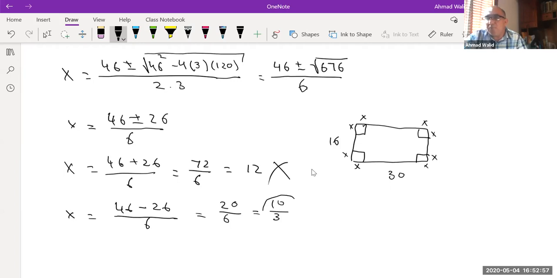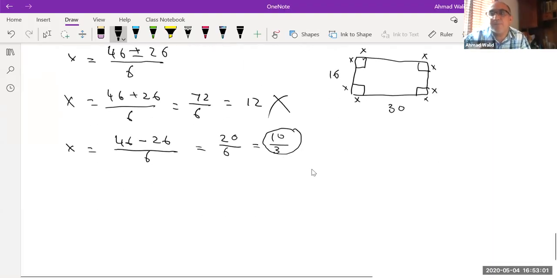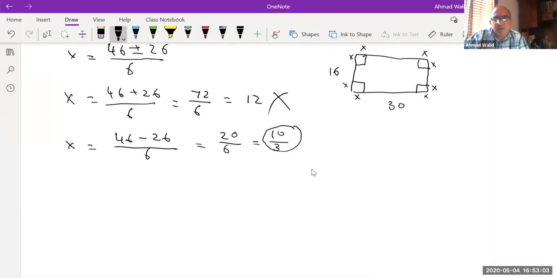Then you have one critical point, which is 10 over 3, correct? Now, one of your critical points, or critical numbers, is 10 over 3. You have a number bigger than this, you have a number less than this.